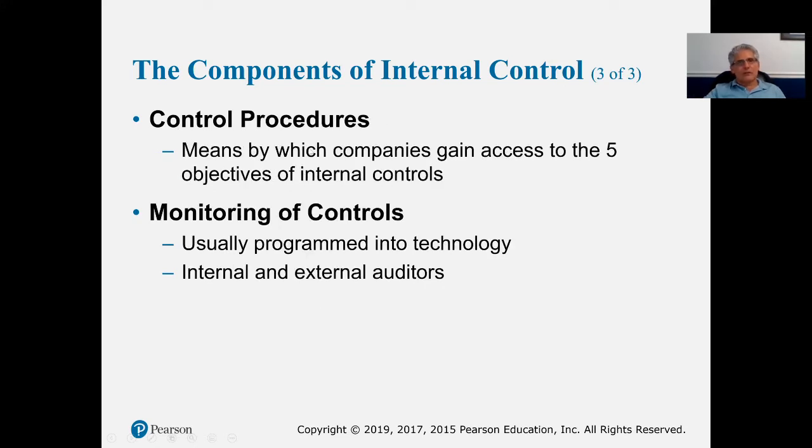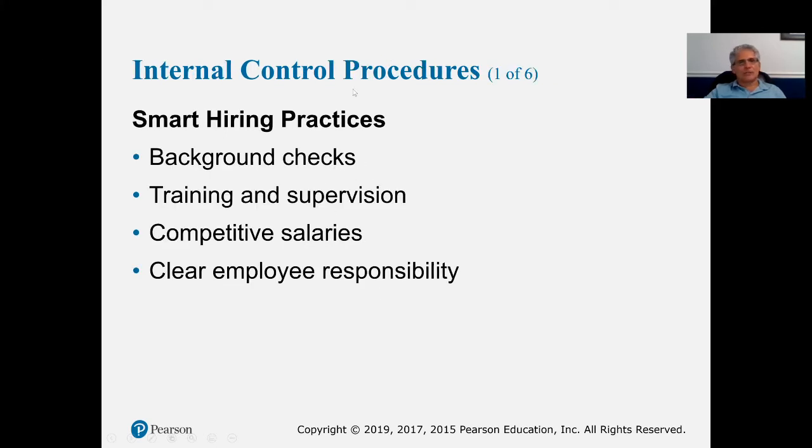Control procedures are the means by which companies gain access to the 5 objectives of the internal control. Control procedures help us to achieve those 5 objectives. And the monitoring of controls, that's usually programmed into the technology, and we're talking about internal and external auditors that'll come in and review what you have in play to make sure that things are running as they're supposed to. So let's go over some commonly used internal control procedures.